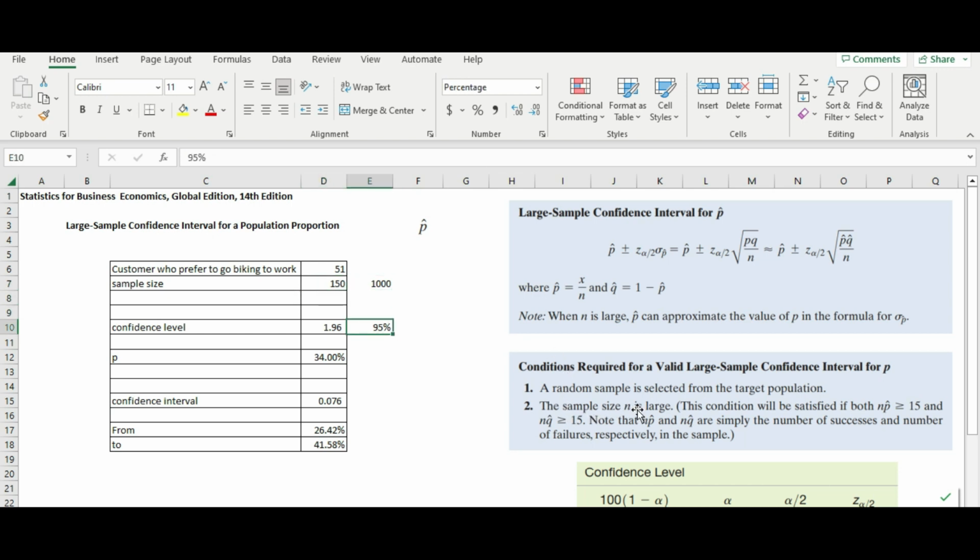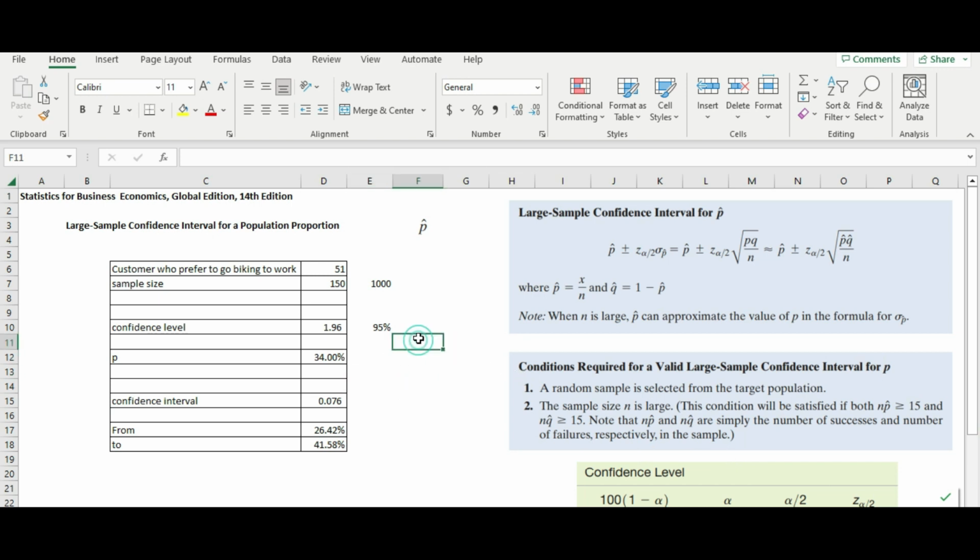And the sample size is large. When they say it's large, NP must be equal to or more than 15. NP is this one. And NQ must also be equal to or more than 15. Let's compute the NQ. That's 99, which is over 15 also, so it fits the criteria.